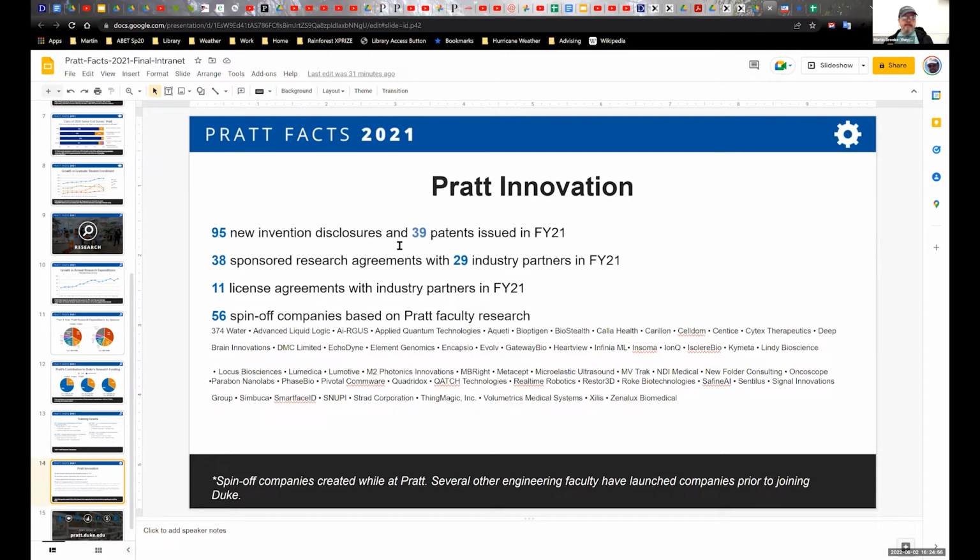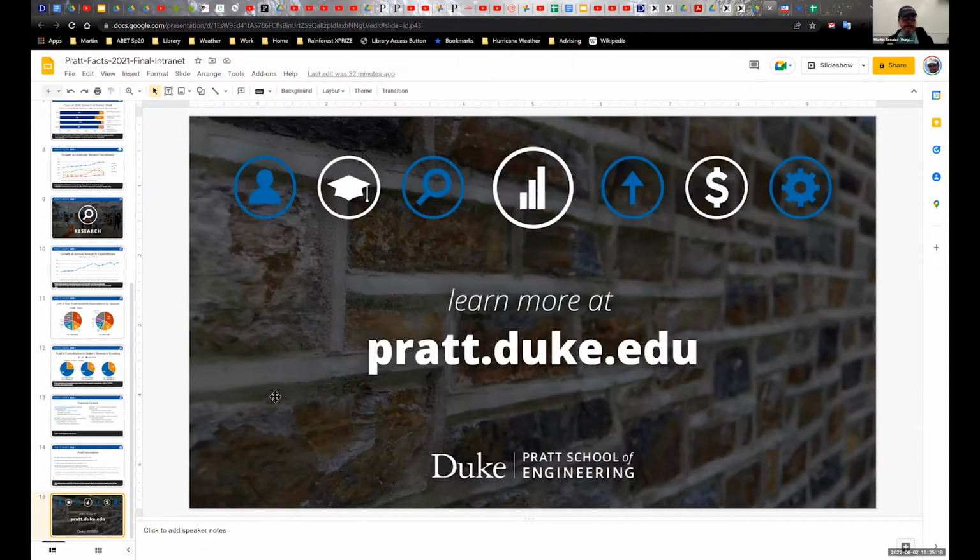95 invention disclosures in 2021, 39 patents, license agreements with industry and a bunch of spin-off companies. We recently had a quantum computing company from ECE that got to ring the bell at the stock exchange when they went public. So a lot of research. Here's the website for Pratt.